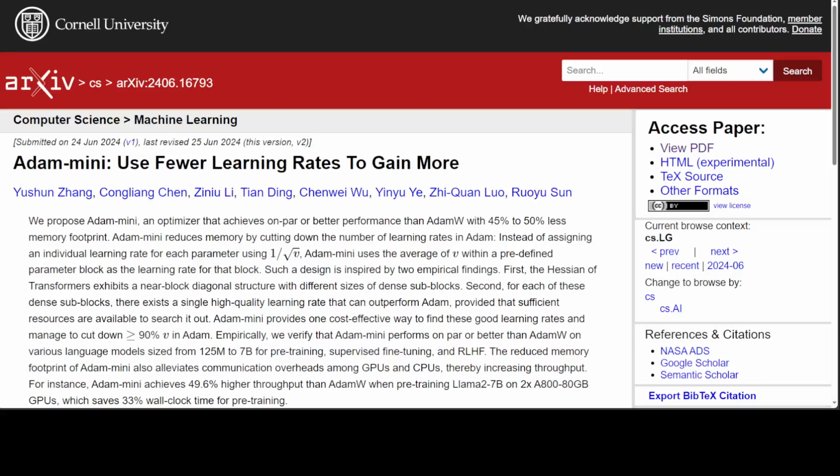We have a new optimizer called Adam Mini. Before I tell you about this optimizer, let's have a quick look at what exactly is meant by an optimizer in layman's terms. In machine learning or in training large language models, an optimizer is a very important component that helps adjust the model's parameters to minimize the difference between predicted and actual values.